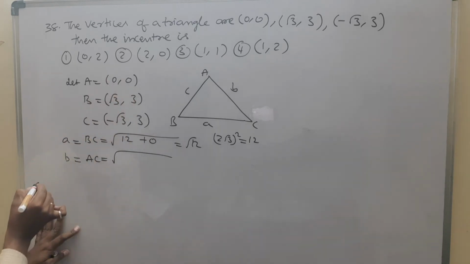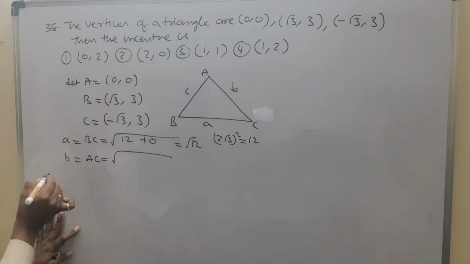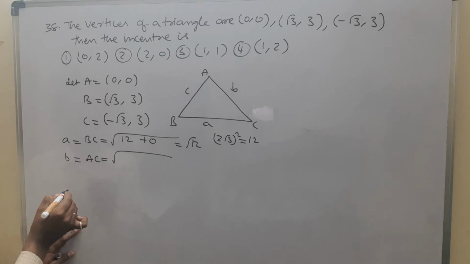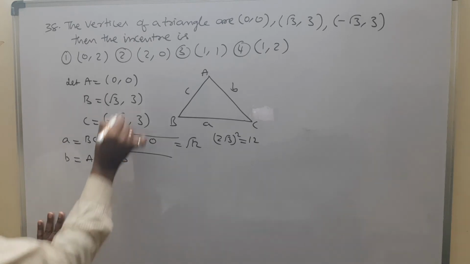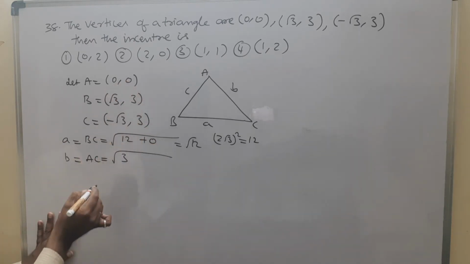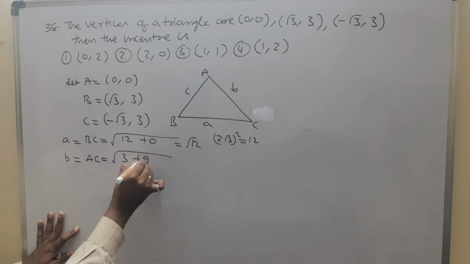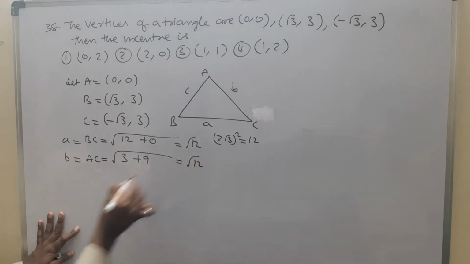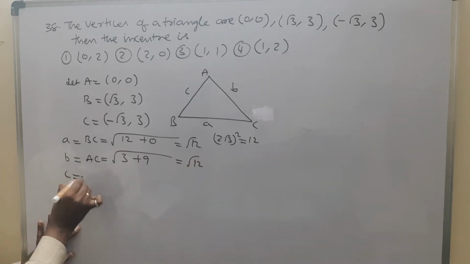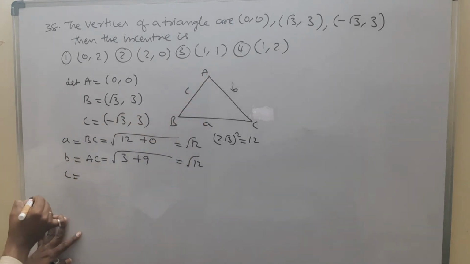0 plus root 3. 0 minus of minus root 3 plus root 3. 0 plus root 3, root 3 whole square 3. 0 minus 3, minus 3 whole square 9. 3 plus 9, 12, root 12. Here small c is equal to AB distance.